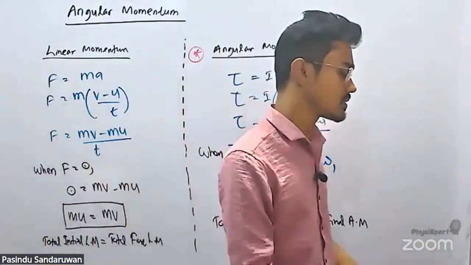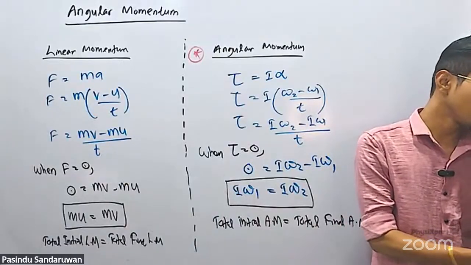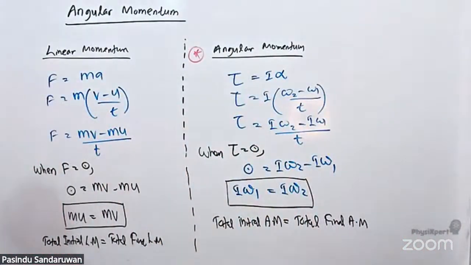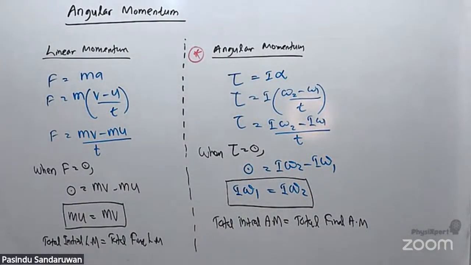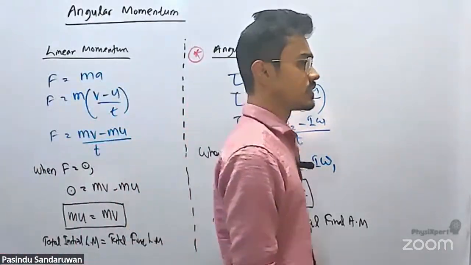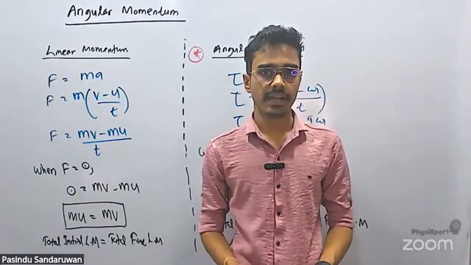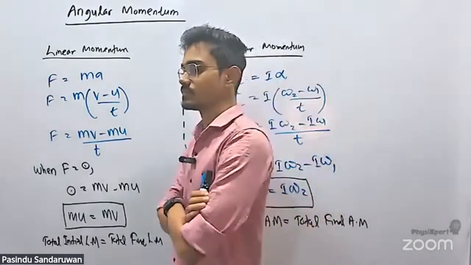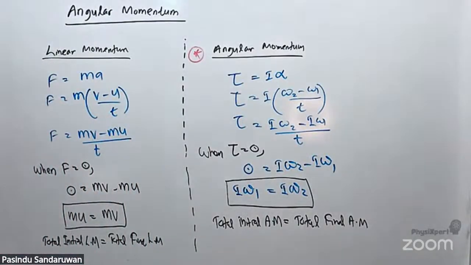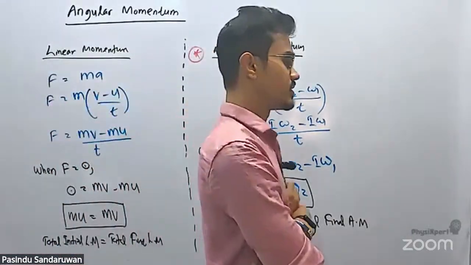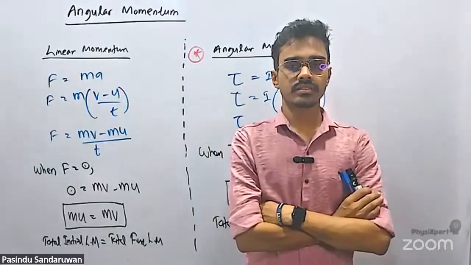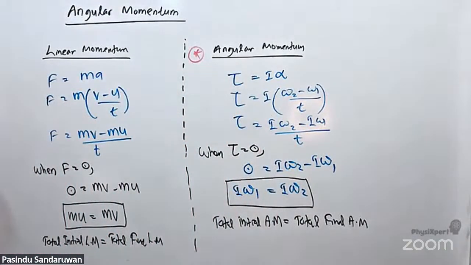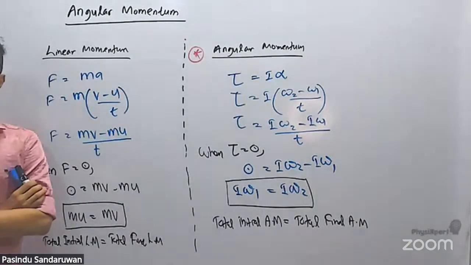If there's no external unbalanced force acting on an object, total linear momentum is conserved. Right?